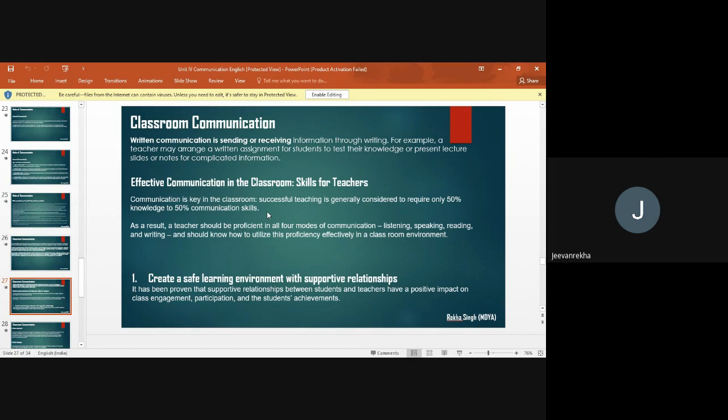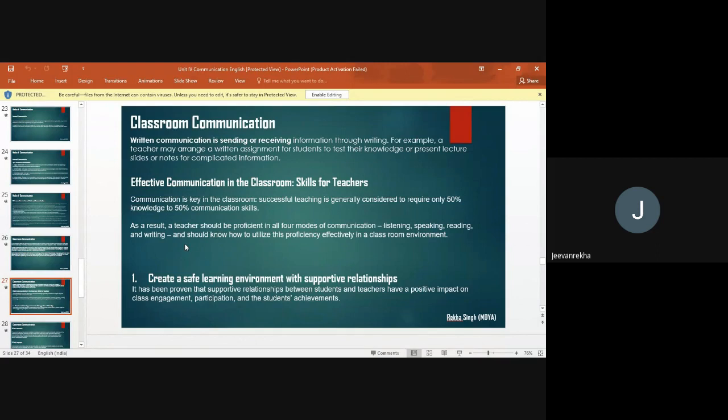As a result, teachers should be proficient in all four modes of communication: listening, speaking, reading, and writing. Teachers should know about listening. A teacher should be a good listener, a good speaker, a good reader, and also a very good writer. Writer does not mean a book author. Writer means whatever you are teaching, you should be a good commander of writing, right?